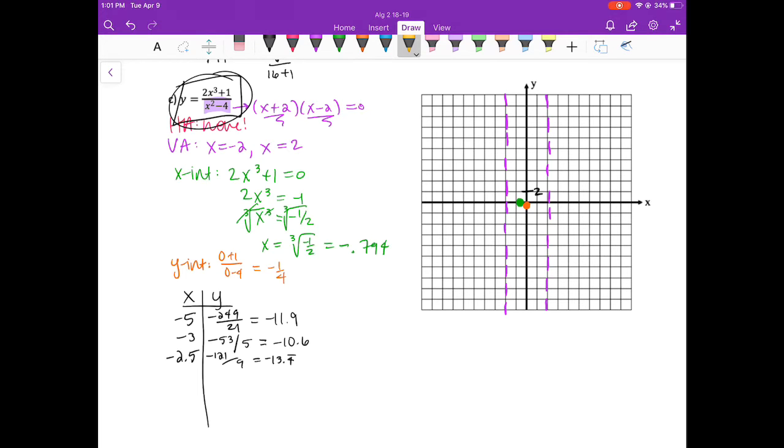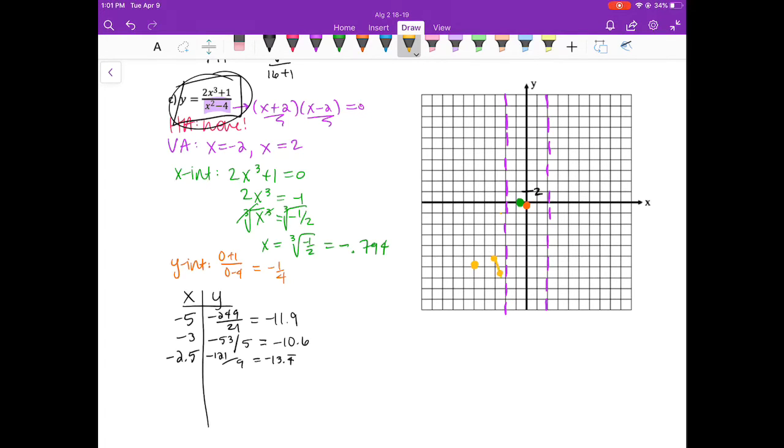So left 5 and then down 11.9. Remember, we're counting by 2's. 2, 4, 6, 8, 10, 12, just below that, or just above it, excuse me. Then negative 3, negative 10.6. Let's see, there's negative 10. So we're like there-ish. And then negative 2.5 got us negative 13.4. So counting by 2's, 4, 6, 8, 10, 12, 13. So those are kind of a weird array of points.